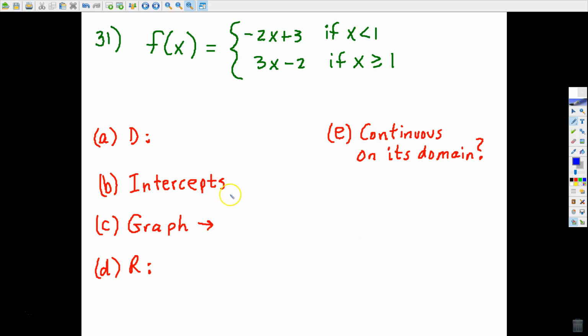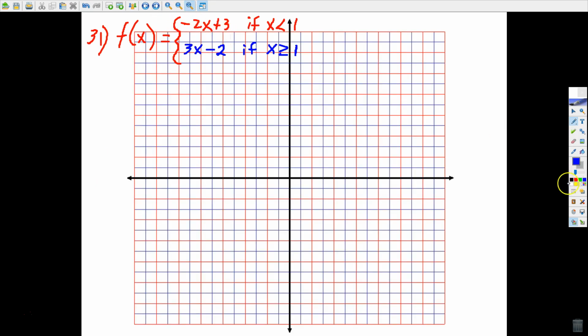Let's try another one. And once again, I'm going to take this approach. I think it's easier to go ahead and look at the graph and then come up with all these answers from the graph. So let's go ahead and do the graph. And once again, we'll use colors to keep these pieces separated. So this one function is defined as these two different pieces.